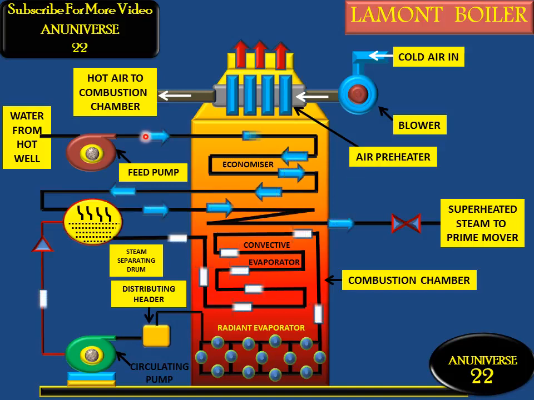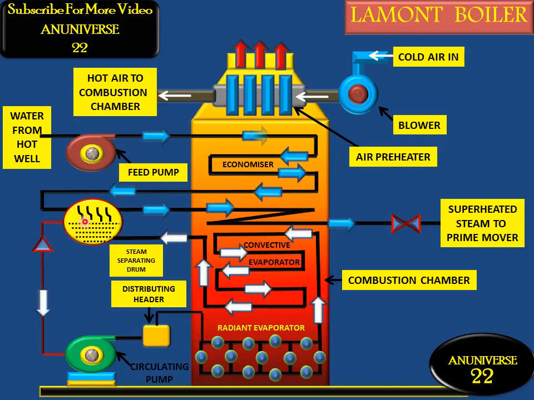So here we can see the feed pump supplies the water to the economizer, and from the economizer it goes into the steam separating drum. In the steam separating drum there is a mixture of steam and water, and from here water is transferred to the centrifugal pump, and from this centrifugal pump, with the help of the distributing header, the water goes to the combustion chamber. So here the mixture of water plus steam goes toward the steam separating drum.